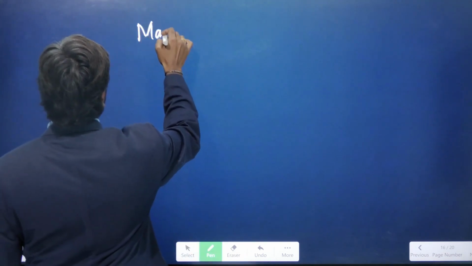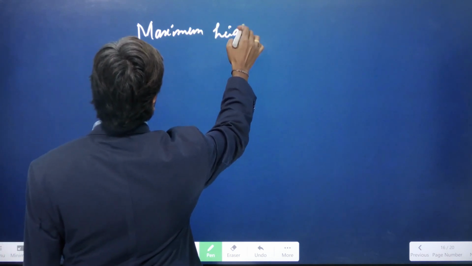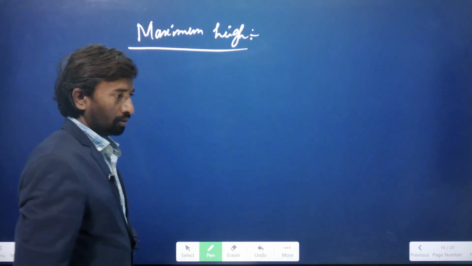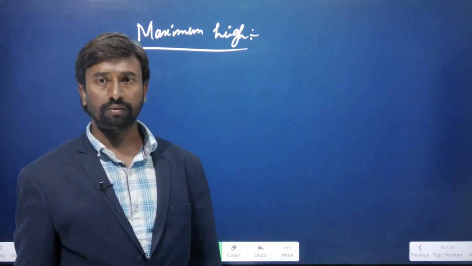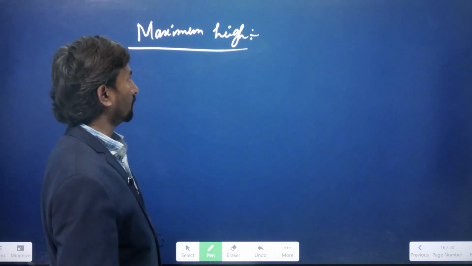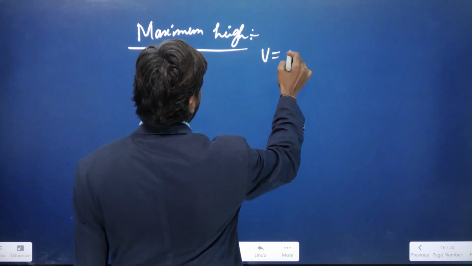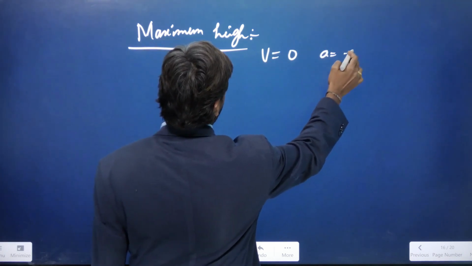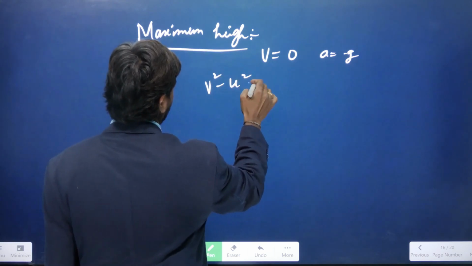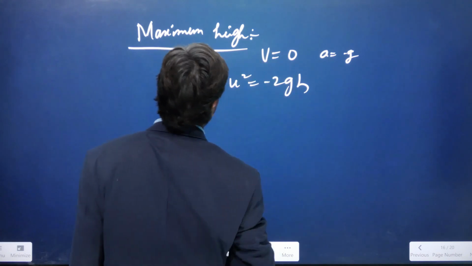So, maximum height of a body is nothing but, whenever the body is projected vertically upwards, the height where its final velocity becomes 0. That height reached by the body is called the maximum height. At the maximum height, the final velocity becomes 0 and a is equal to minus g. By using the third equation of motion, v square minus u square is equal to minus 2gh, in the case of a body projected vertically upward.